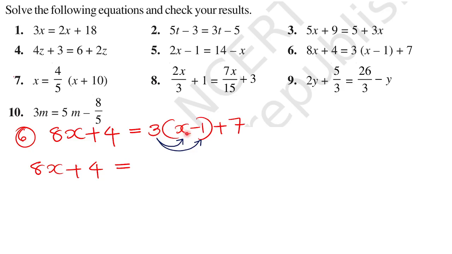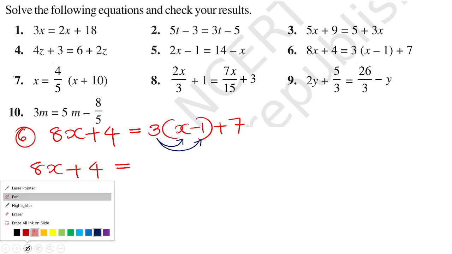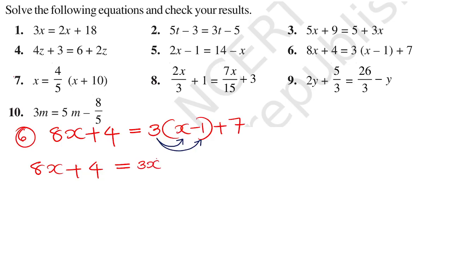So 3 into x is 3x. If you don't understand, you can tell me, but let me complete some 2 or 3 steps. 3 into x is 3x minus 3 into 1, opening the bracket, which is 3. Plus 7. So 8x plus 4. You can ask me doubts, but let me complete the solution first. After that, you can ask me doubts. 3x is there.